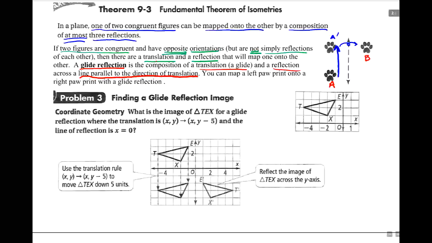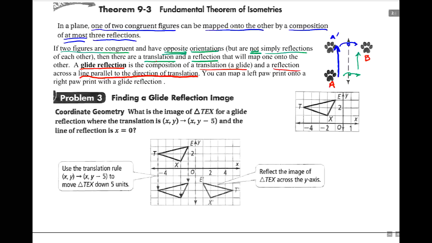Do you see our glide reflection? Now we also could have reflected first and then glided. That would still be a glide reflection. Doesn't matter which order you do it, you end up in the same spot. Results in our opposite orientation.